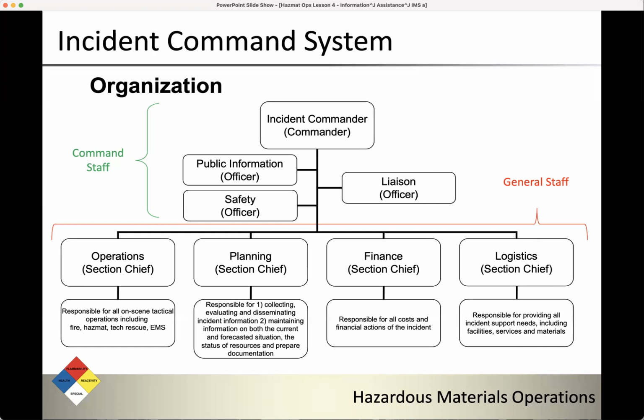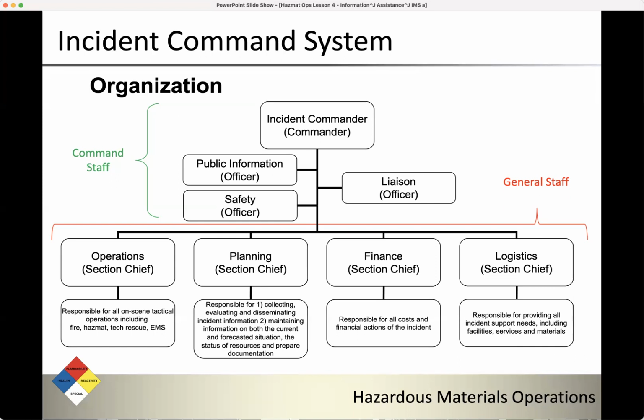So for example, public information officer. Somebody's going to have to talk to the media probably. Liaison officer. Somebody's going to have to work with mutual aid companies or the shipper or the owner of the material or the owner of the property. That's what the liaison officer does. Operations section chief gets the job done. Somebody's got to manage the incident response. Planning, somebody's got to make sure we got a good plan going together.